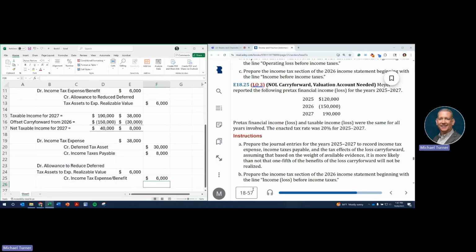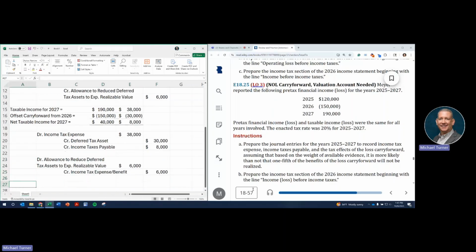Since we reserved with a valuation allowance $6,000 in the previous year, 2026, we were conservative in assuming that 1/5 of the benefits of a carry forward would not be realized. However, that was not true. We ended up using 100% of the benefits of the loss carry forward. And so because we had that valuation allowance, we were able to reverse it. And so this is essentially a reverse of the journal entry that we recorded in 2026. Okay, that concludes the requirements for Part A.